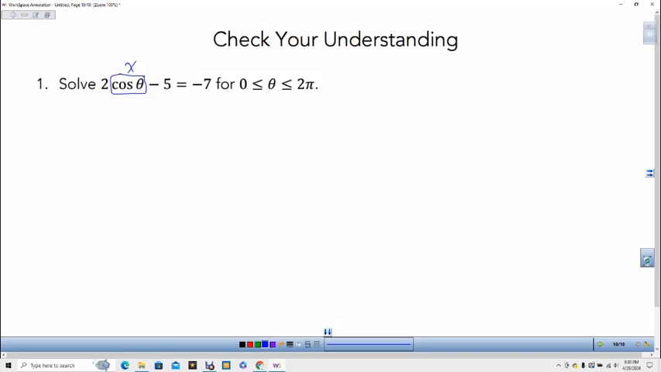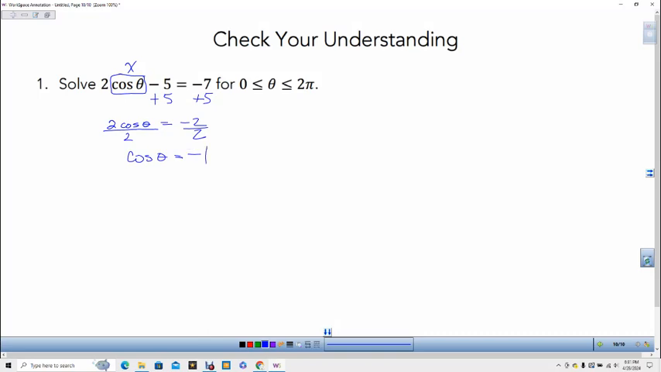So first things first, we're going to add 5 to both sides. We got 2 cosine theta is equal to negative 7 plus 5, which gives me negative 2. And then, same thing, we're still going to treat that cosine theta as an x. So we're going to divide by 2 on both sides. So cosine theta is equal to negative 1.